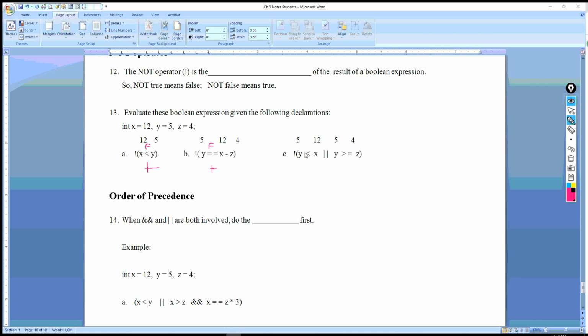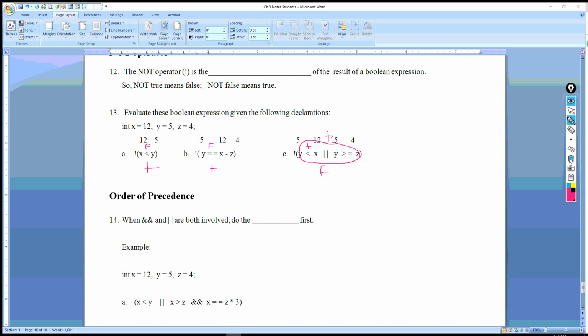This one here, you have 5 is less than 12, which is true. So at this point you would know that since at least one of these is true, this whole thing is true. You actually could stop right there. We would say that this compound Boolean expression is true because one of the Boolean expressions is true. So not true is false. Alright, that's how that goes.